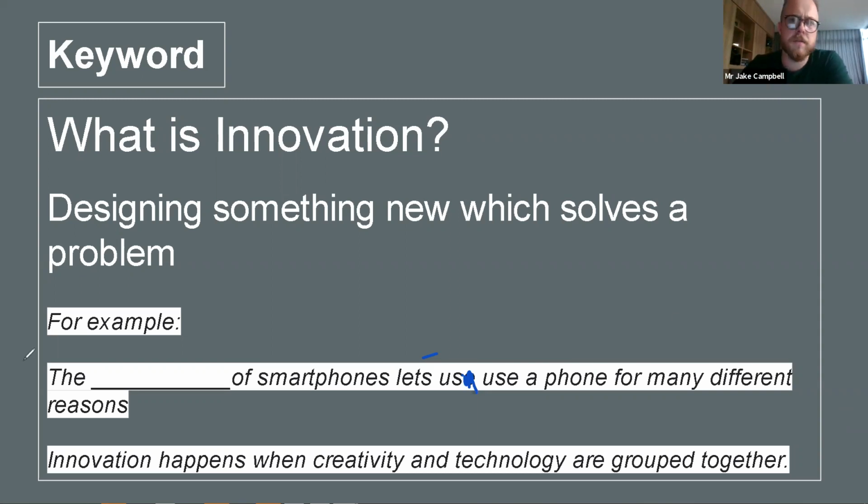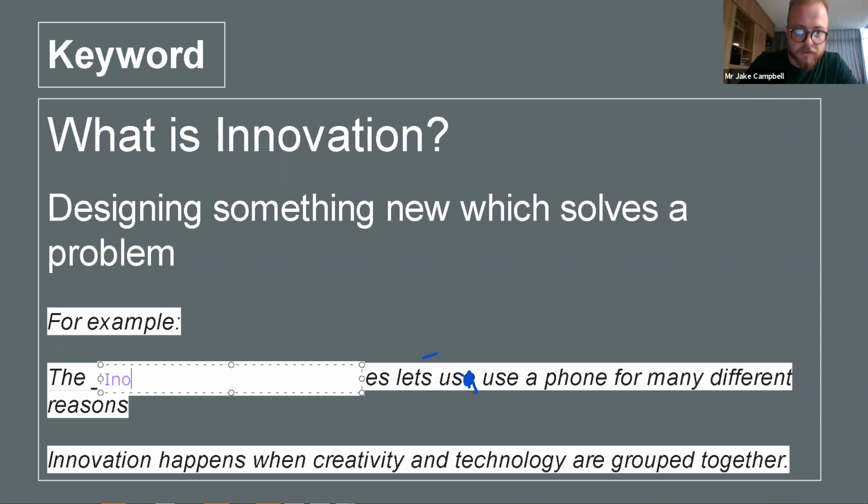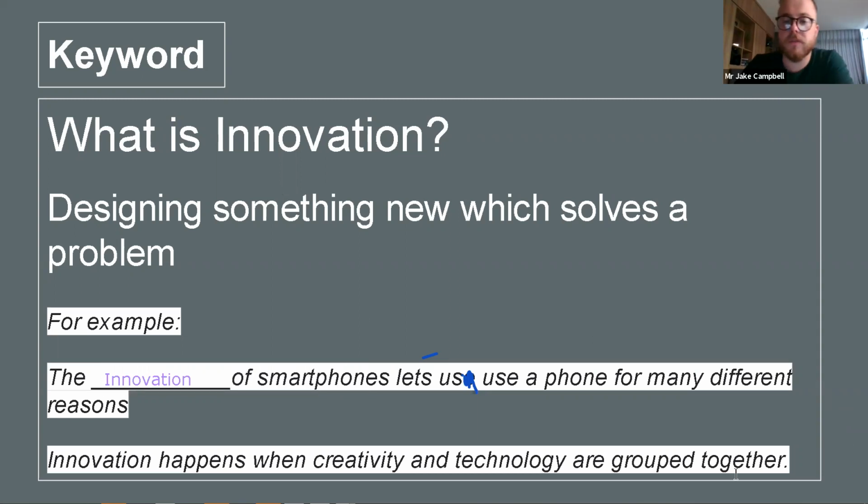Say that again. Innovate. Yeah, that's right. Sorry about that. So when we create something new from something old, we innovate. Or the innovation of smartphones lets us use a phone for many different reasons. Okay, the process or the journey it's been on.